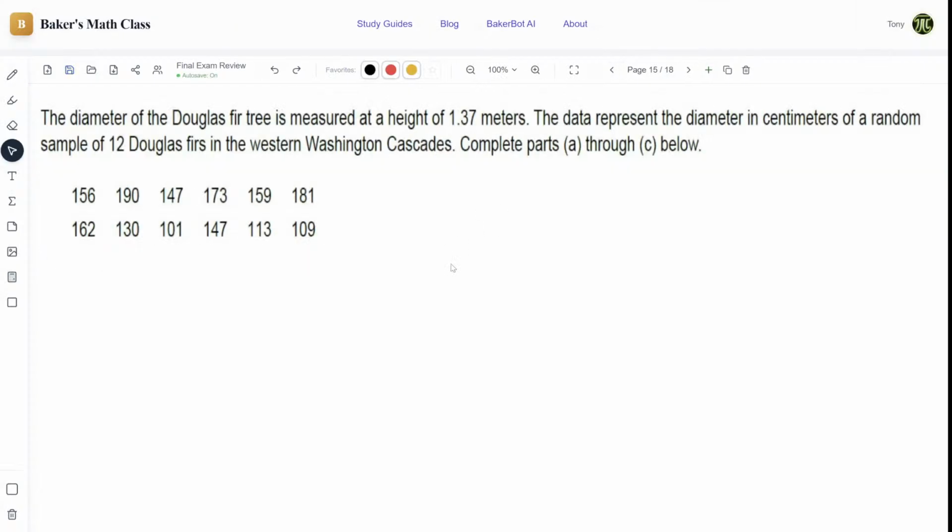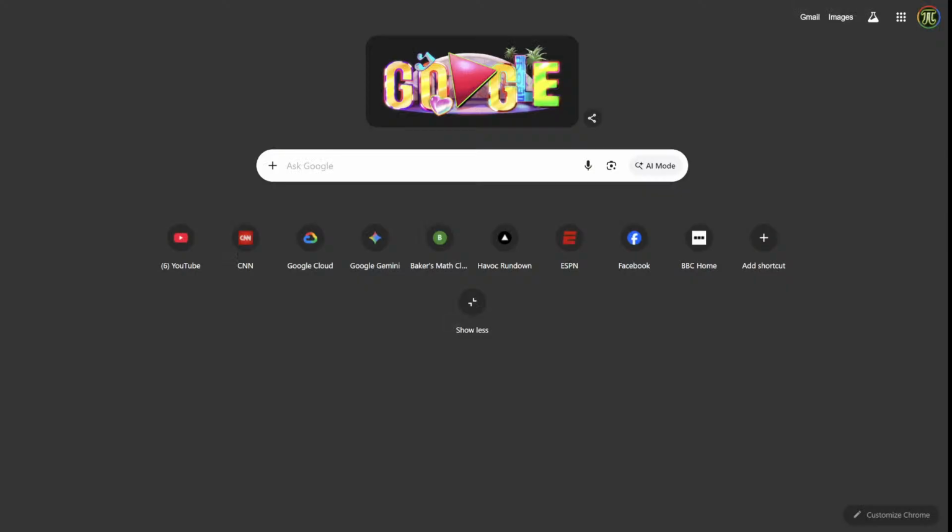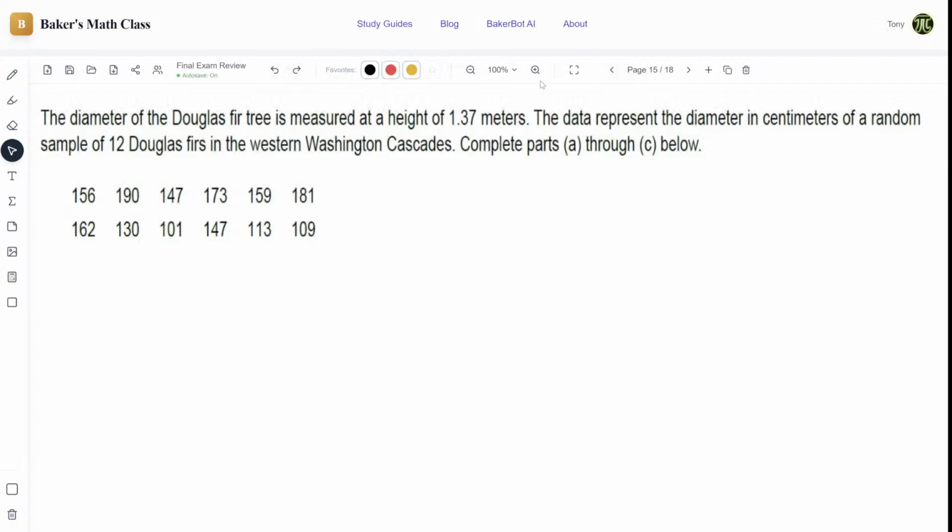The diameter of a Douglas fir tree is measured at a height of 1.37 meters. The data represents the diameter in centimeters of a random sample of 12 Douglas fir trees. We want the mean and the standard deviation for this data set. Well, actually, we can't. We're going to assume this one's normalized. So this one, you're going to do a confidence interval.